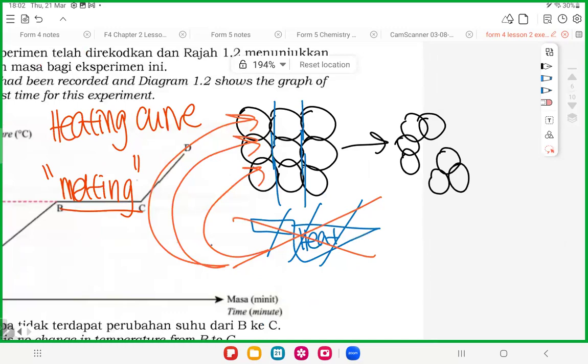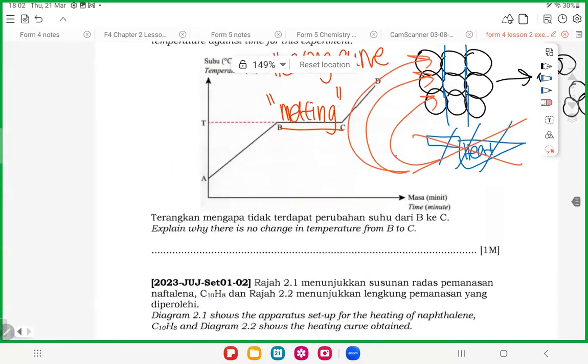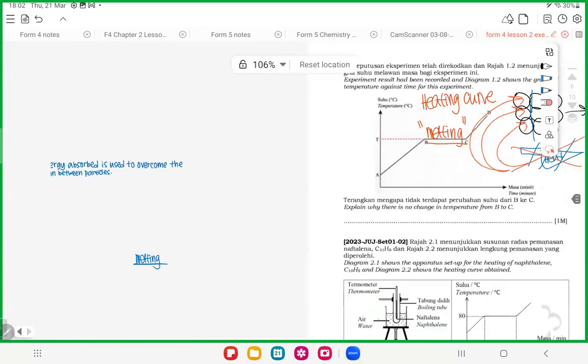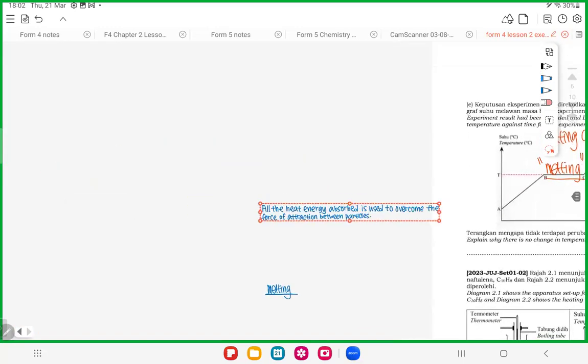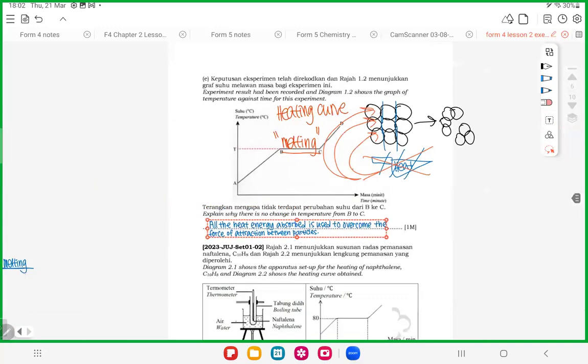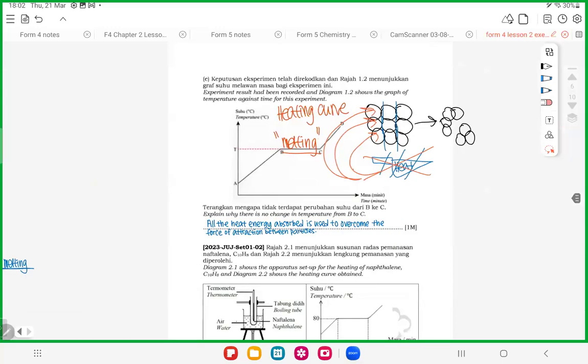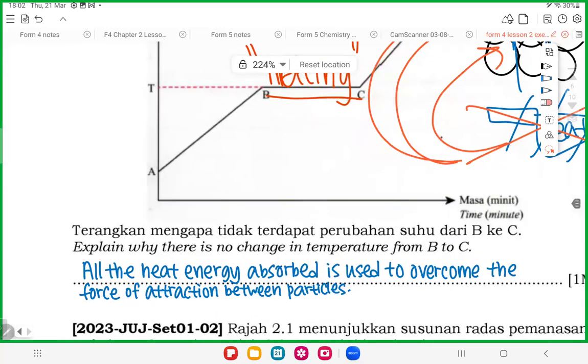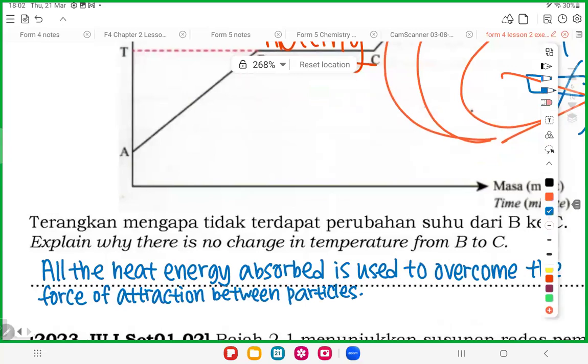All right, let's look at the answer. This is the answer. All the heat absorbed is used to overcome the force of attraction between particles. So I saw a few students type the answer in the chat box. Very good, Hui Xian, Daniel. Good effort to put the answer in the chat box.